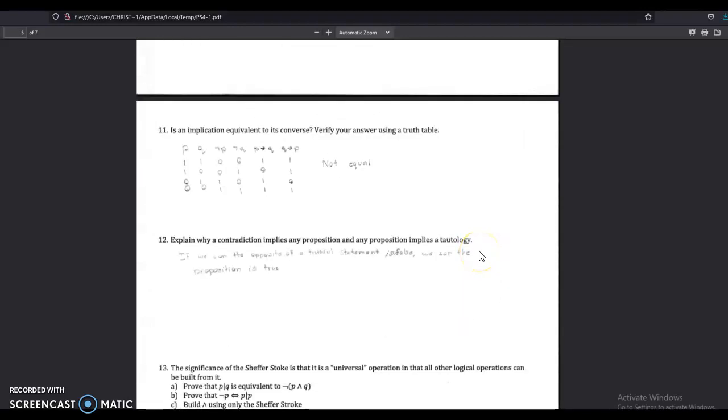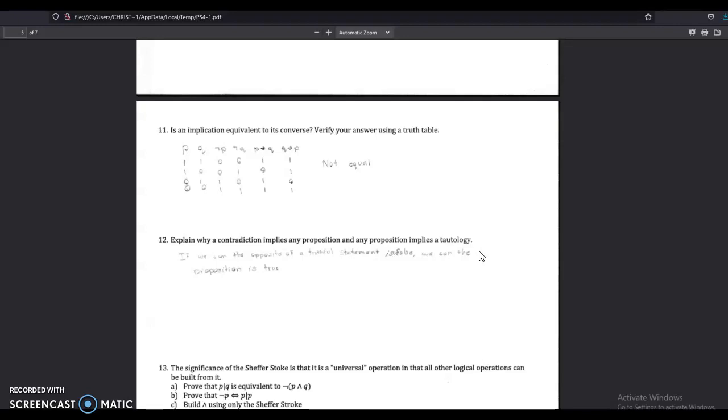Verify your answer using a truth table. So I just did a simple truth table because that's what was asked. So here, implication is just going to be P to Q, and then converse is going to be the opposite of it. So here we have P to Q is not equal.